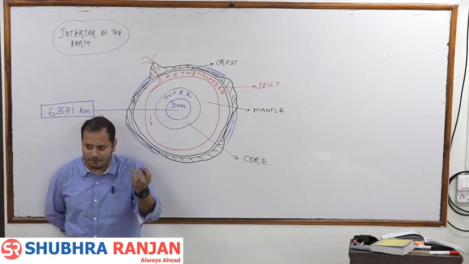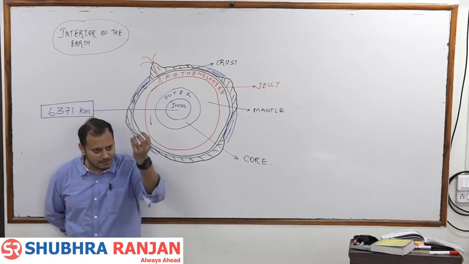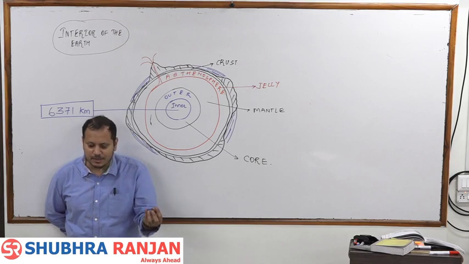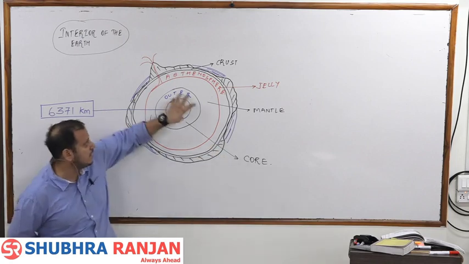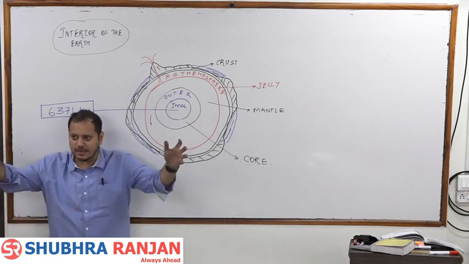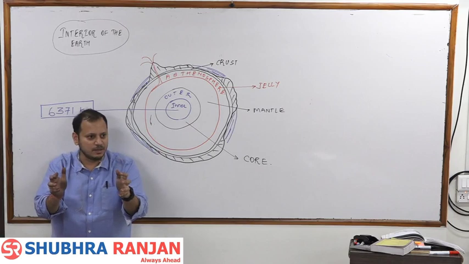If you have coffee, filter coffee, the sediments will go and settle down at the bottom of a cup if it starts cooling down. Getting it? So similarly, which was the most dense? Iron and nickel was the most dense. It went and settled down at the bottom, forming the core.